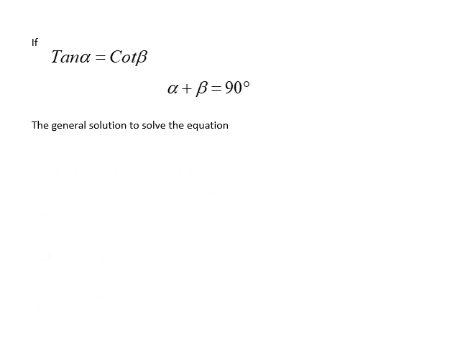Also, if tan alpha equals cotan beta, that means the sum of the two angles equals 90. To find the general solution for the equation tan equals cotan, alpha plus beta equals 90 plus pi n, or pi over 2 plus pi n.